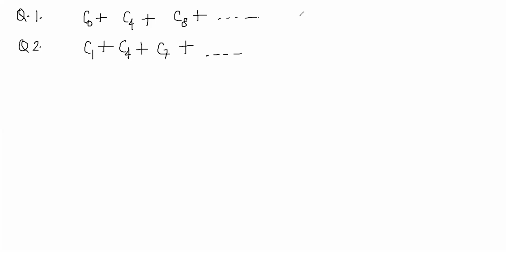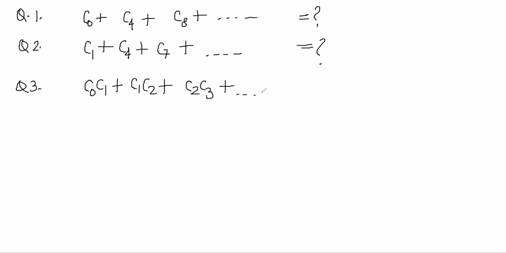Let's try to solve some questions. Question 1 is c0 plus c4 plus c8 plus so on, where there are multiples of 4. Question 2 is c1 plus c4 plus c7 and so on. You have to find this. Then there is c0 c1 plus c1 c2 plus c2 c3 and so on till c(n minus 1) cn.